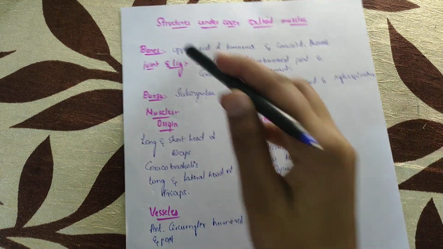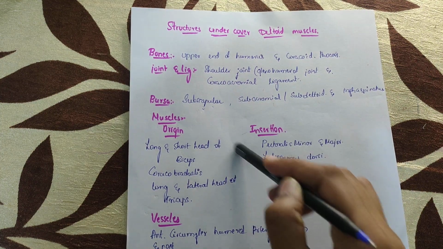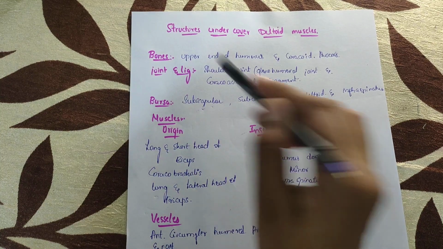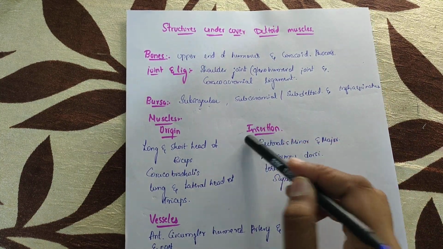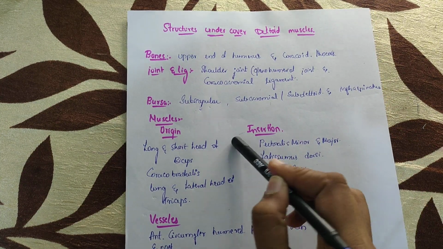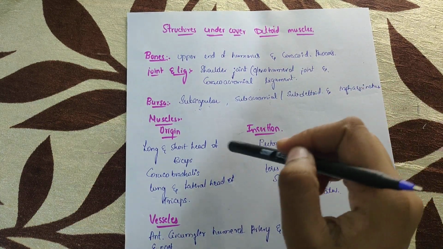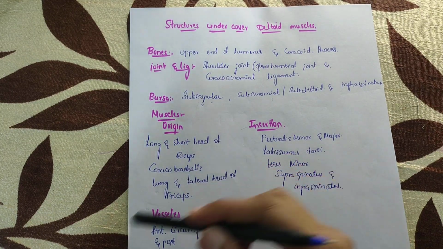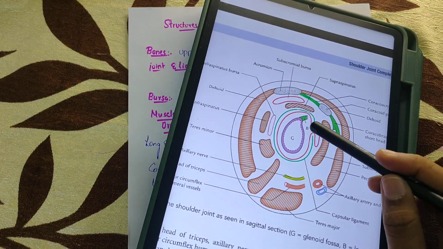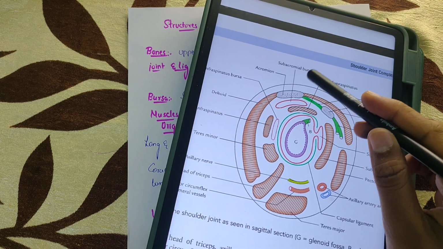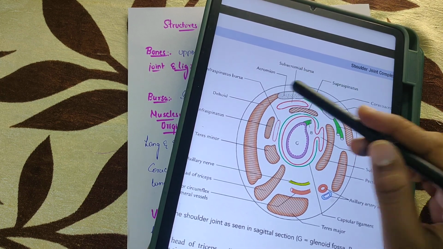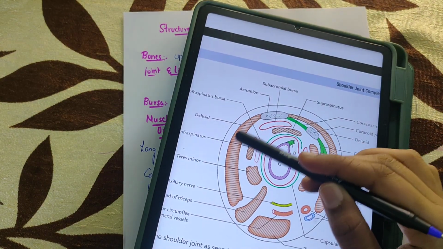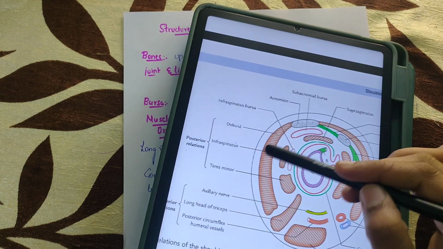Bursas are done, bones are done. Bones: the head of the humerus and the coracoid process. Ligaments: the shoulder joint, also known as the glenohumeral joint, and the coracoacromial ligament. Ligaments and joints are done, and the bursas will be below the subscapularis muscle, the subscapular bursa; below the acromial process, the subacromial or subdeltoid bursa; below the infraspinatus muscle, the sub-infraspinatus bursa. All this will be covered by the deltoid muscle. This entire thing is the deltoid muscle.